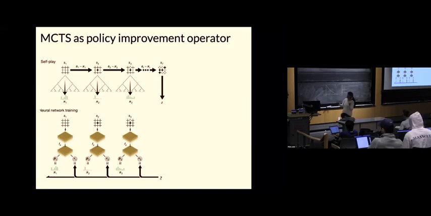How do you update your network? For each of the states that you visited during the games that you played, you supervise your value and action network. How? You ask it to imitate the visitation distribution, and this is standard soft cross entropy loss. And you ask the value network to spit out these rewards, and this is standard regression.